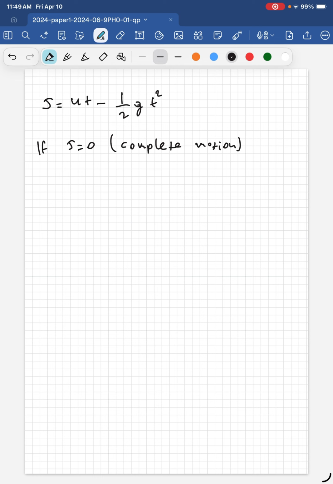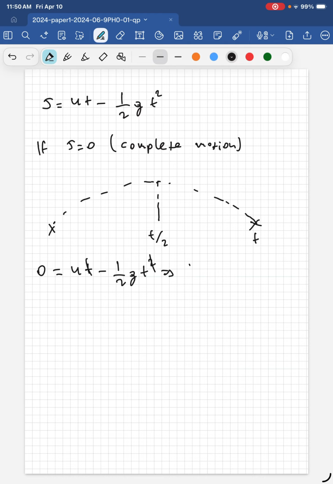Okay, so if I start here and I move all the way up, let's say I need t half seconds, then I will need another t half to go back to where I started, which in the vertical direction is 0. I hope this makes sense. So this is t. So if we said s equal to 0, s is ut minus 1/2 gt squared, so t cancels, and we can calculate t for the whole motion as 2u over g.